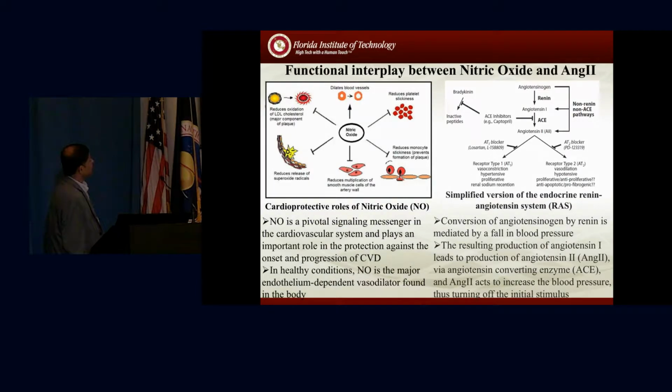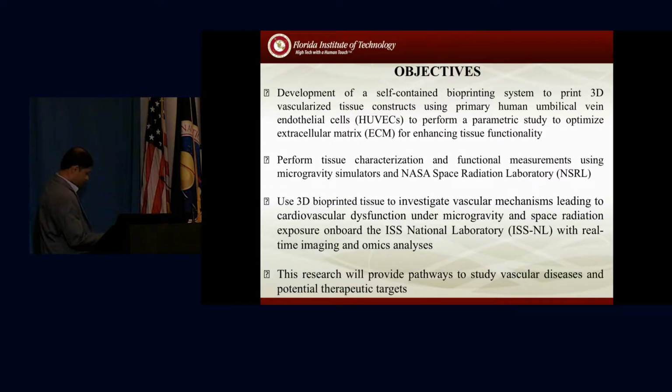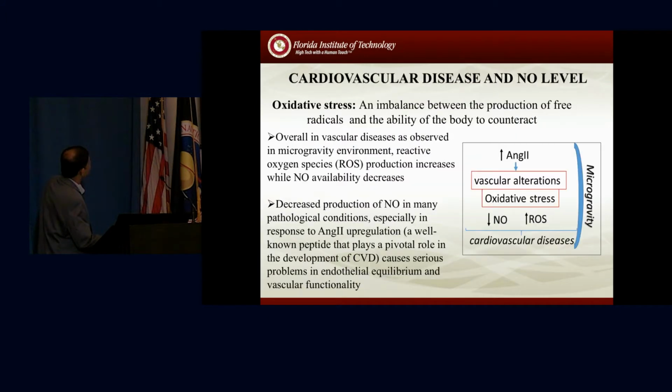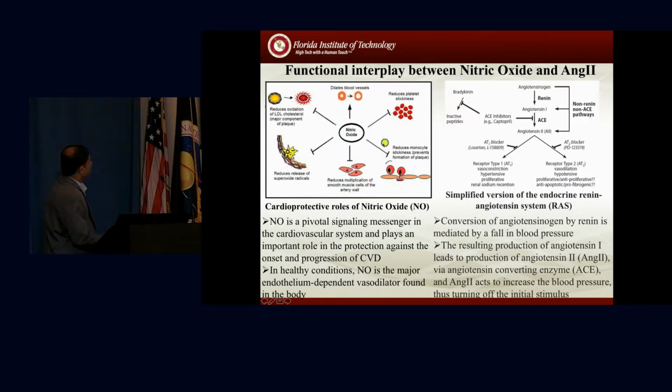This is a busy slide, but we are looking at nitric oxide as a key measure of our cardiovascular function. If you are familiar with it, NO is a major endothelial-dependent vasodilator present in the body. It also helps regulate blood pressure and the proliferation of smooth muscle cells. So it's an important component in protection against the onset and progression of CVD. We are looking at the response of the bioprinted tissue to nitric oxide.